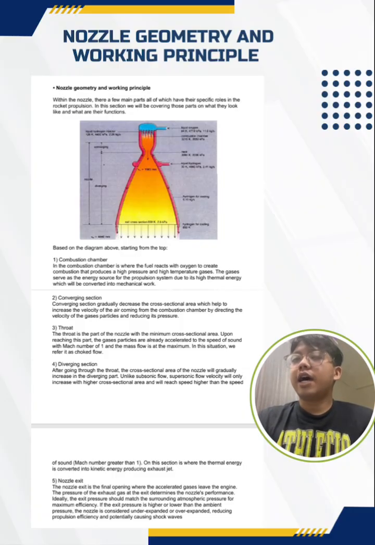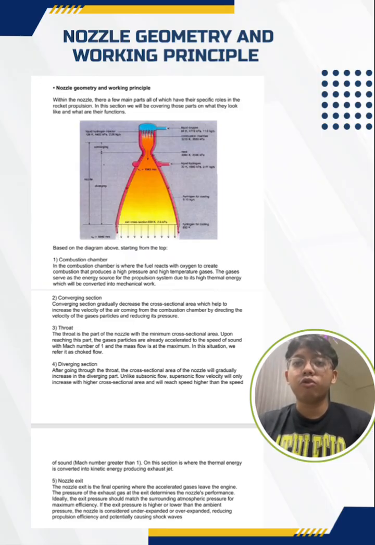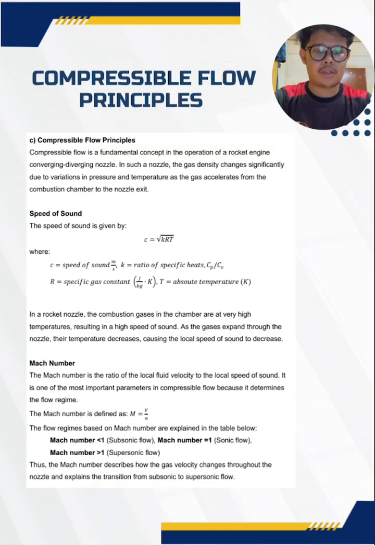For the second part, I did the nozzle geometry and the working principle. For this part, we go into detail on the main different sections within the nozzle, which consists of 5 different sections, being the combustion chamber, converging section, the throat, diverging section, and the exit. So for this part, we go into what happens within each section and show the progress of how it starts from combustion and essentially creating thrust for the rocket to propel into space. Thank you. Next, I will present about the compressible flow principles.